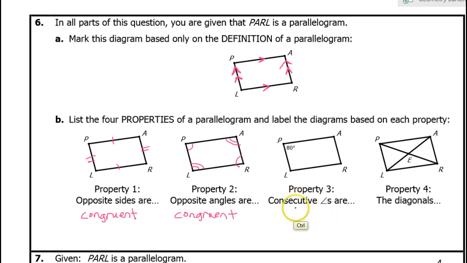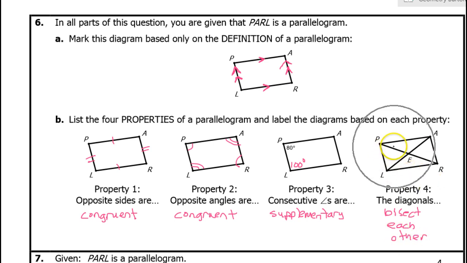Property 3, consecutive angles are supplementary. Which obviously means that they add up to 180. So if this angle is 80 degrees, then this must be 100 degrees. And finally, the diagonals bisect each other. So that means they cut each other in half. So PE would be congruent to ER, and LE would be congruent to EA.